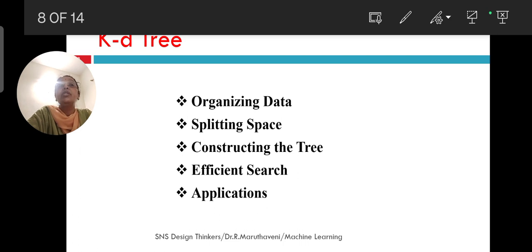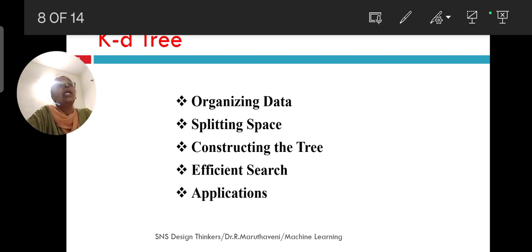Efficient search means when you want to find a point in the space, you start at the root of the tree and recursively search down the branches, choosing the split that's closest to the point you are looking for. This way, you quickly narrow down your search to the region where the point is likely to be.